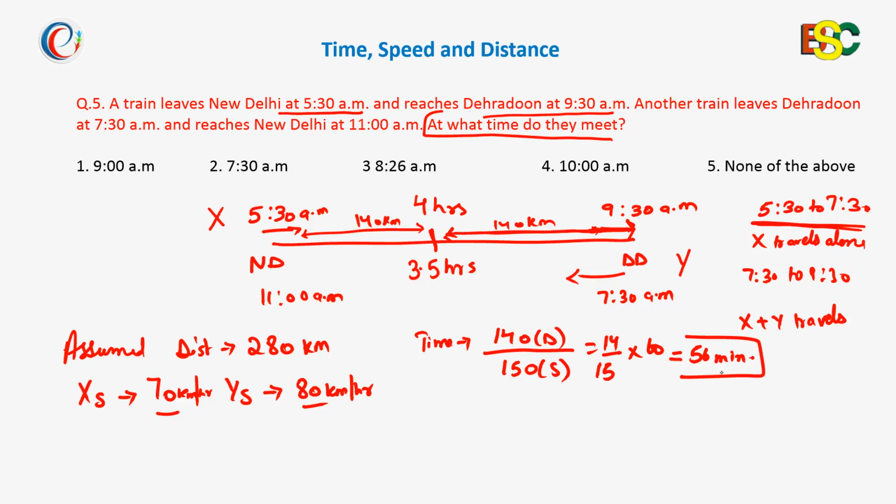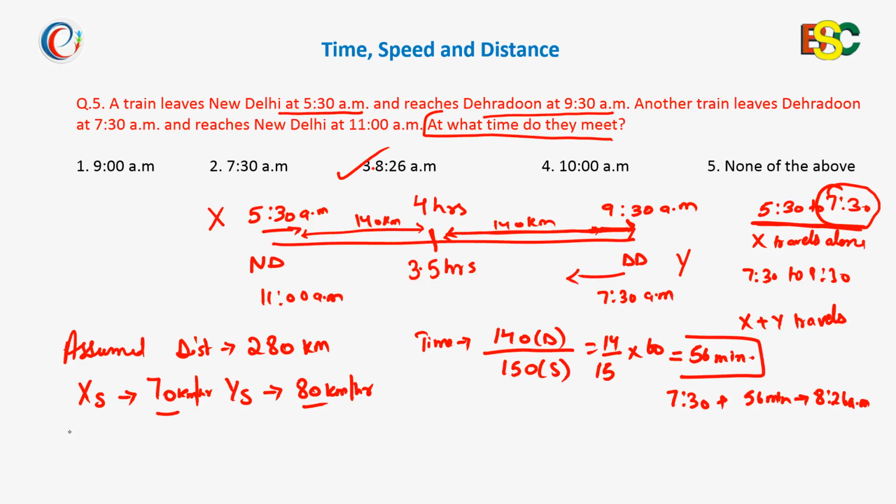Now this 56 minutes will be added to 7:30, as after 7:30 the train X travels with train Y. So 7:30 added with 56 minutes will give the answer as 8:26 a.m. That is option number 3.